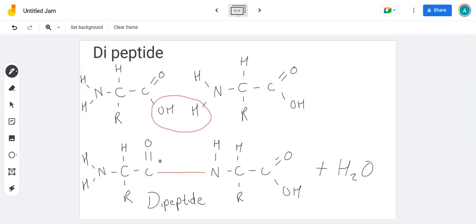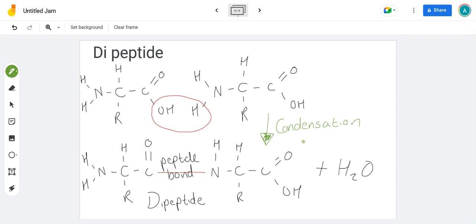Okay, and this bond here is a peptide bond. P for protein, P for peptide. And the type of reaction that's formed that has made a molecule of water. Therefore, that reaction is a condensation reaction. Okay, so going from those two amino acids to this dipeptide, that's a condensation reaction because it's made a molecule of water.